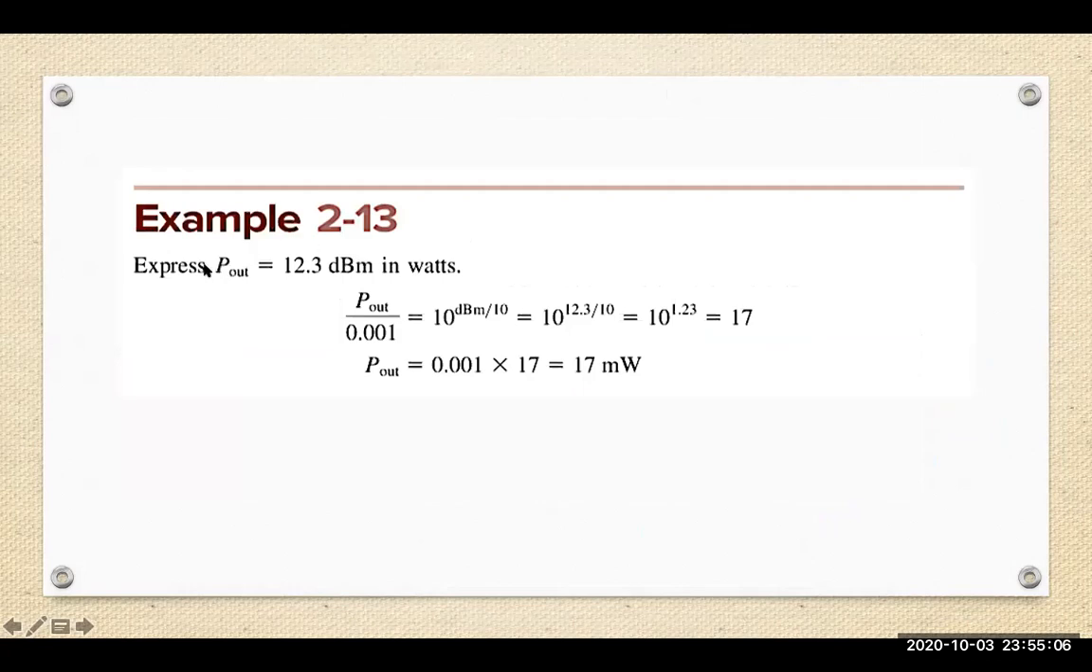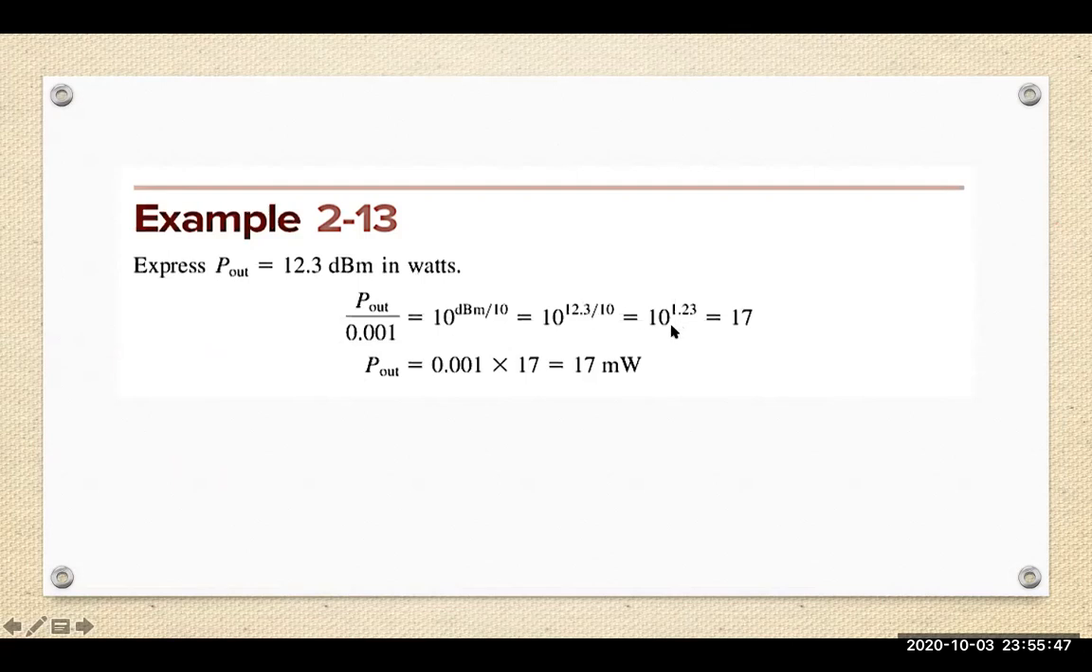Express output power equal to 12.3 dBm in watts. Again, it's in dBm unit. dBm means that the reference is 1 milliwatt. So what did we do here? We divide both sides by the reference point 0.001. How did we do this? The power output over the input, where the input is the reference of 1 milliwatt. It's just an anti-log, so you now have the gain of this dBm value.